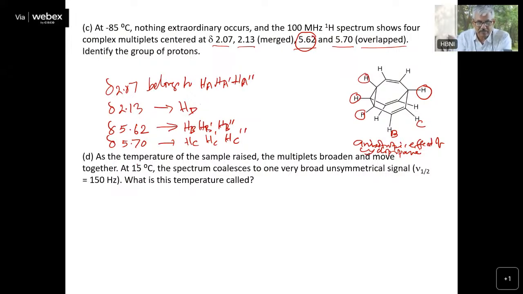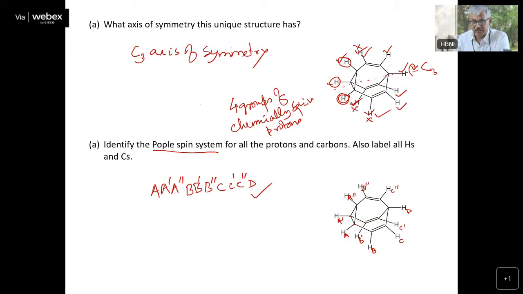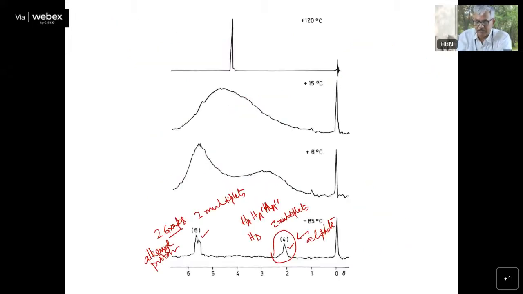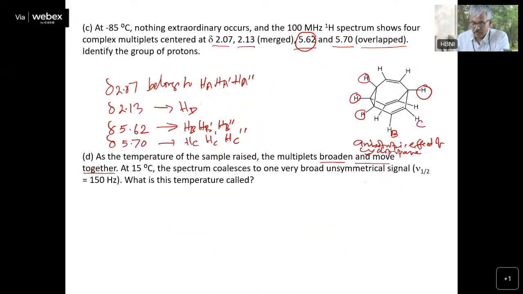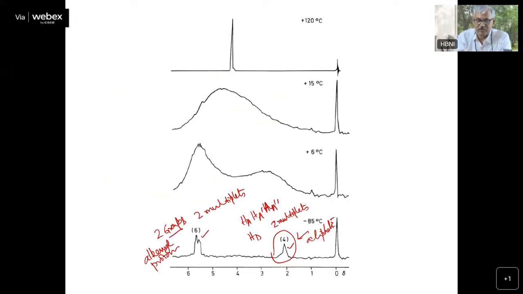Now the next question: as the temperature of the sample is raised, you have seen that the multiplets broaden and move together. They have become broad and are moving towards each other. At 15 degrees centigrade, the spectrum coalesces; both the multiplets merge.